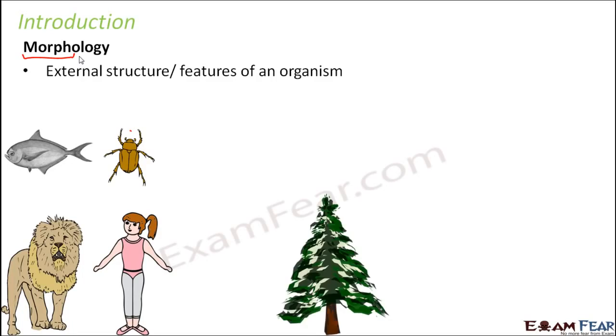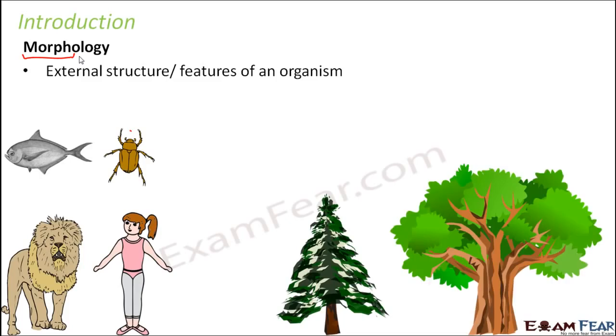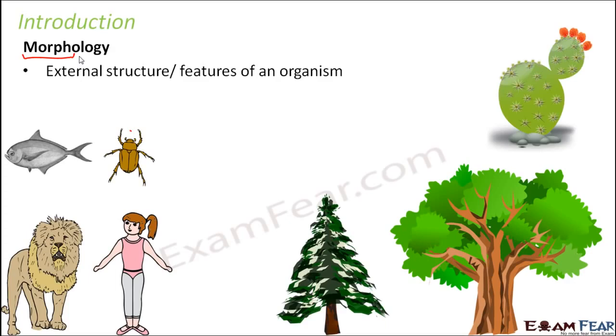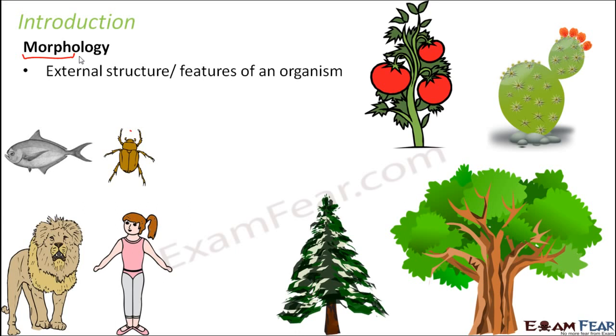Even if I talk about plants, in plants we again have so many varieties. We have big trees, we have small herbs, we have some plants which do not have flowers, that is the gymnosperms. Some of them are the flowering plants. We also have the spiny or thorny cactus. So again, if you look at all organisms of the plant kingdom, even they show so many variations amongst each other. Here on the screen, if you look at the 4 different types of plants shown, they look so very different from each other.